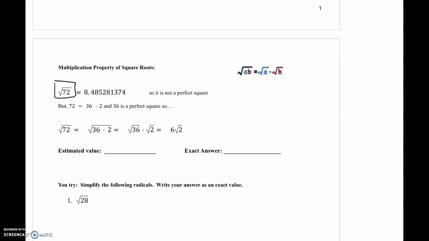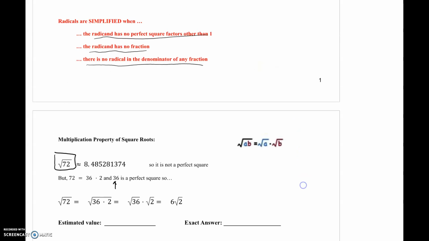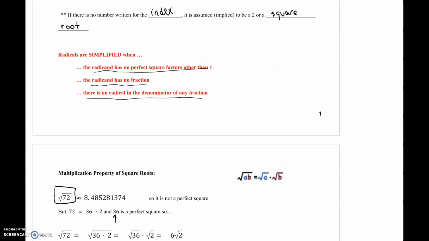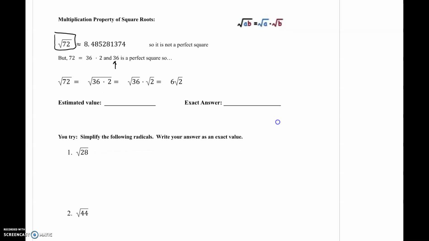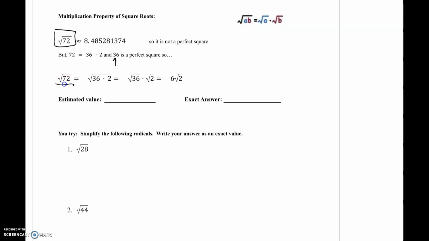And why do we want to break it up with 36? 36 is a perfect square. So there's a reason why we're doing that, okay? We're looking for perfect squares, like that first part at the bottom of page 1. The radicand has no perfect square factors, so we're looking for perfect square factors. So we could write the square root of 72 as the square root of 36 times 2, which we can break up into 2 pieces. The square root of 36 times the square root of 2.